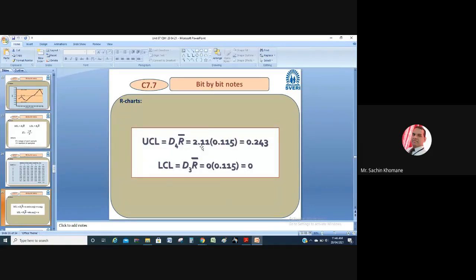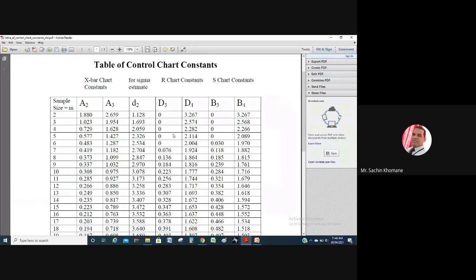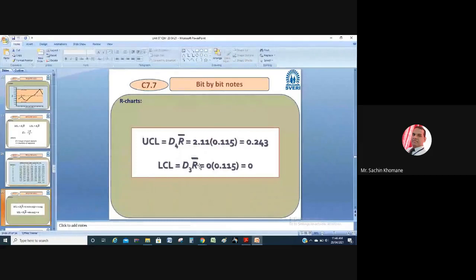Okay, and what is the LCL? D3 itself is 0. Is it for up to 6th reading? Means for 5th, D3 is 0. So if you multiply R bar with 0, the value will be 0. So LCL is 0 and UCL is 0.243. And what is the R bar? Means center line is 0.115.